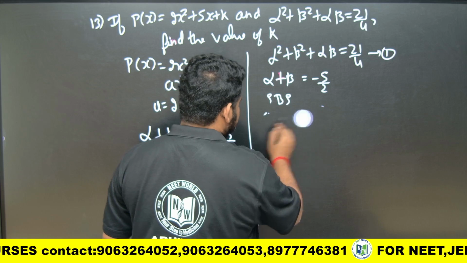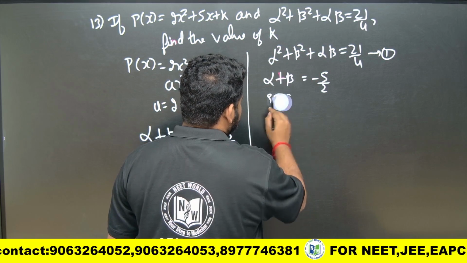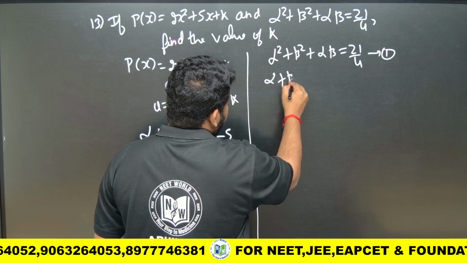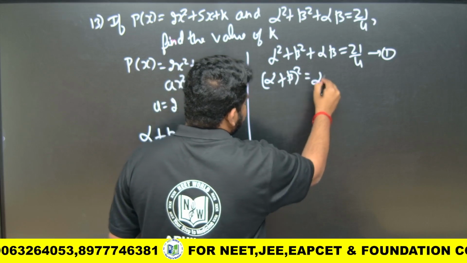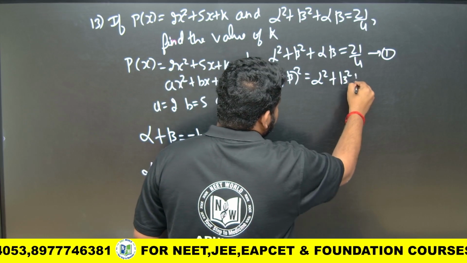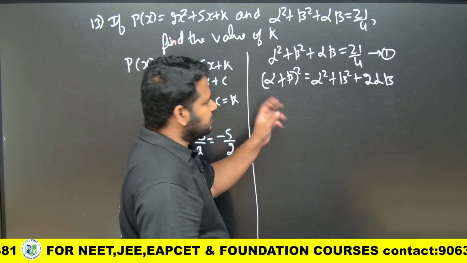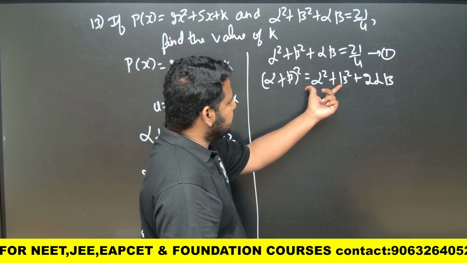First let me write this down. Alpha plus beta is equal to minus 1 by 2. So first let me find alpha plus beta whole square. Alpha plus beta whole square is nothing but alpha square plus beta square plus 2 alpha beta. Correct? Plus 2 alpha beta, that is (a plus b) whole square. So alpha square plus beta square is required here.